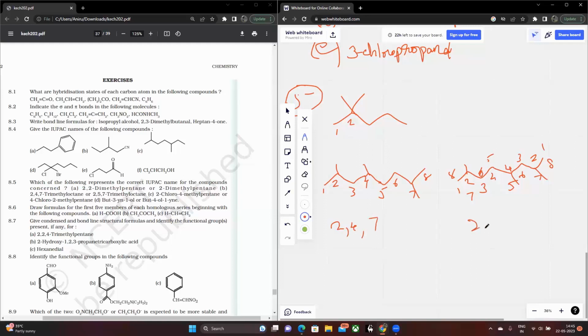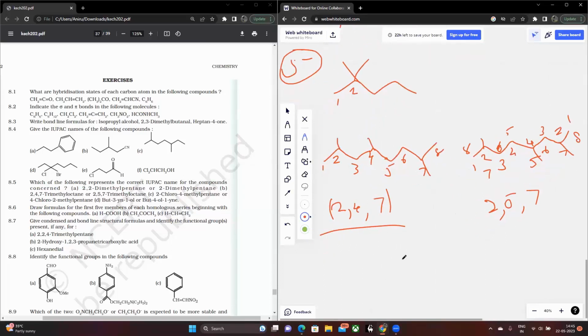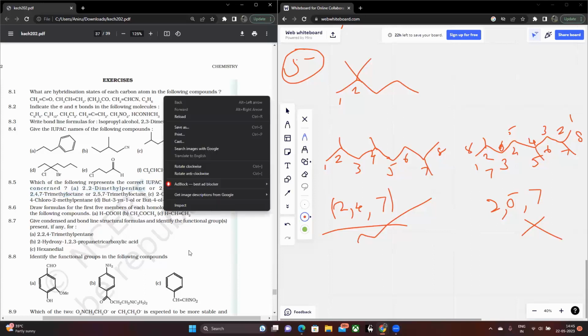A is 2, 4, 7. B is 2, 5, 7. 2, 4, 7 is the lowest set because 4 and 5 are in contention, and 4 is less than 5. This is the lowest set, so this is the correct nomenclature. This is wrong. So for the second question, this is correct. The first question, this is correct.